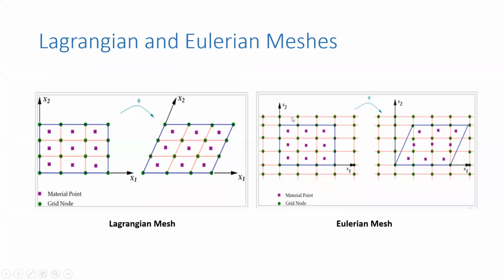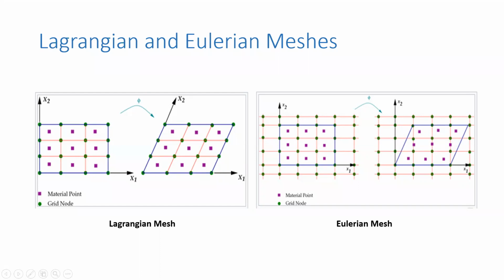Here you can see these green points indicate the nodes. So here also you can see the green points are the nodes. So after the deformation, the nodes change their position. But in the Eulerian mesh, the node doesn't change position. Here you can see the deformation, just the material has changed its position. Okay, so this is again a difference.